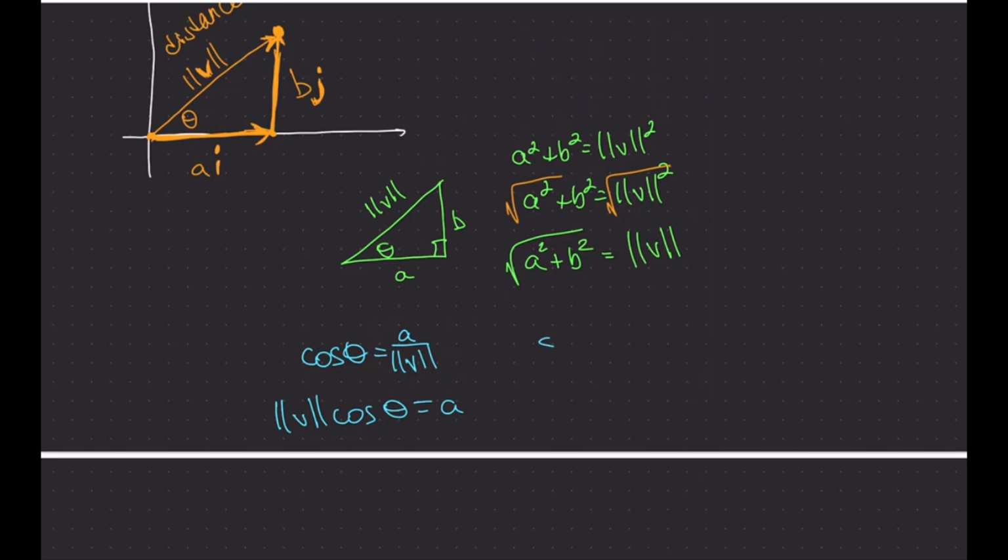What happens if I take sine of alpha? What do I get? Yeah, b over the magnitude, right? Multiply both sides by the magnitude. So the magnitude of sine alpha is going to equal my b.